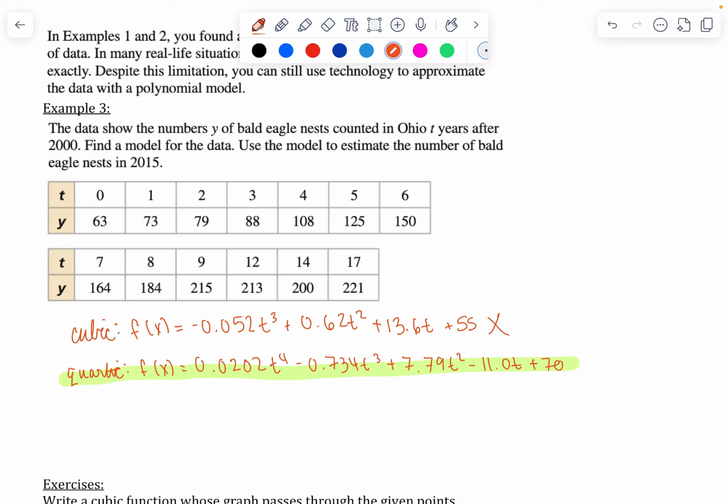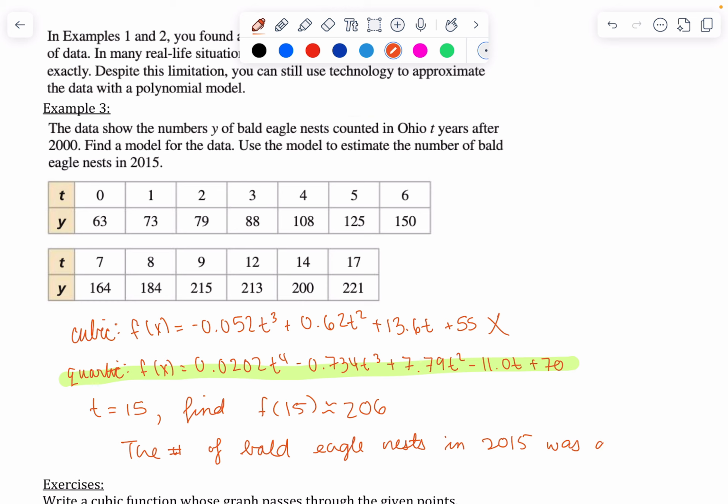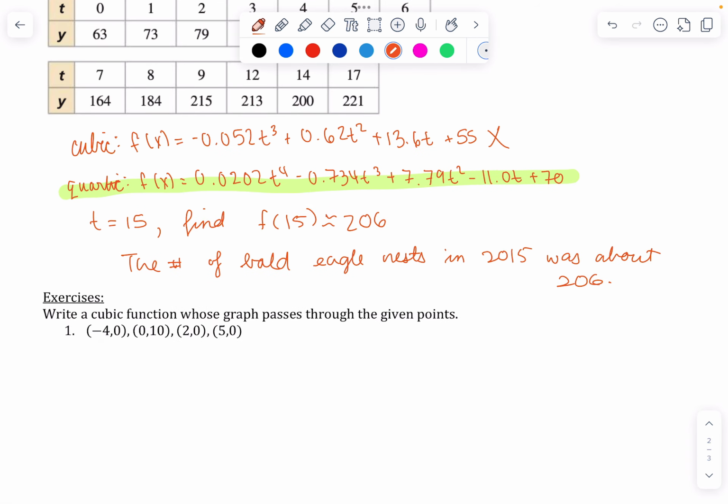Okay, so we're not going to use the cubic, we're going to use the quartic to answer this last question, which is estimate the number of bald eagle nests in 2015. So that would mean that T is 15, which means we need to find F of 15. And when you do that, you get about 206. So the number of bald eagle nests in 2015 was about 206. Okay, and that's it.